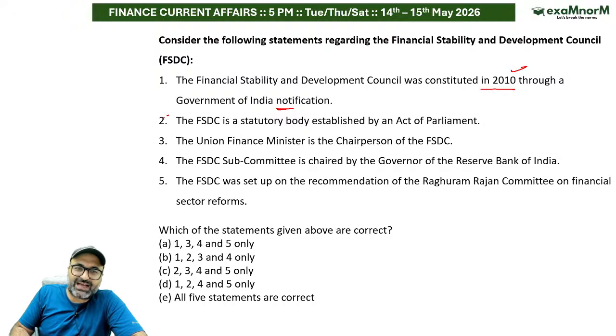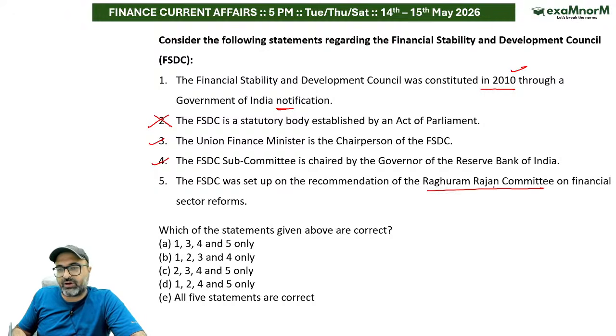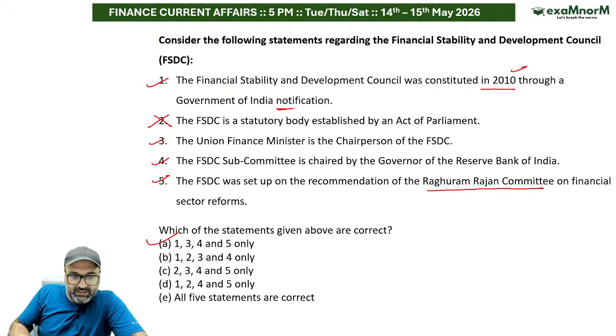FSDC is a statutory body? No, sir. The Union Finance Minister is the chairman of FSDC. That is correct. The subcommittee is chaired by RBI's governors. Correct. FSDC was recommended by Raghuram Rajan committee. That is correct. So keeping that in mind, what will be the answer? So A option, that is 1, 3, 4, 5 are correct.